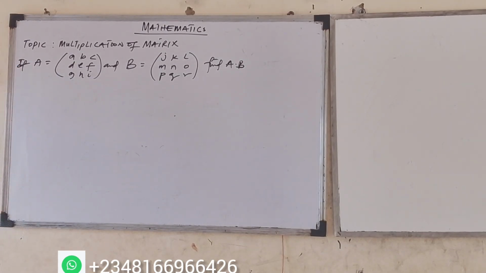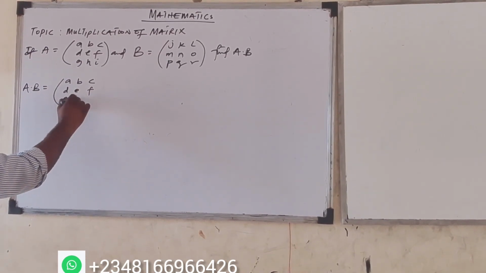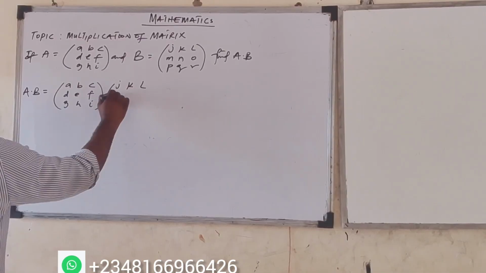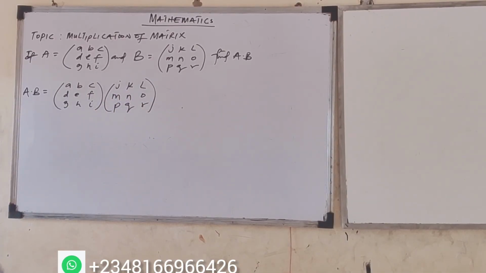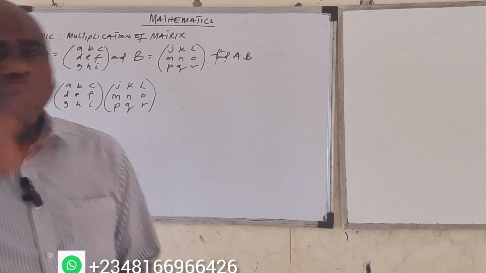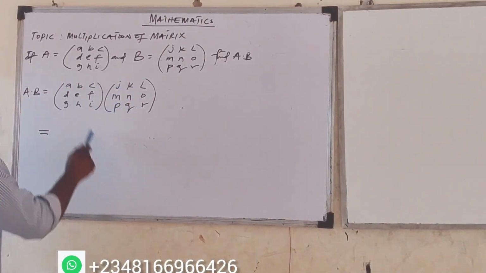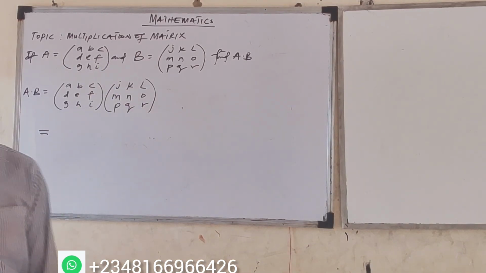So matrix A dot B will be equal to ABC, DEF, GHI times JKL, MNO, PQR. To multiply these matrices, the multiplication of matrices is row by column. That is how we multiply matrices.